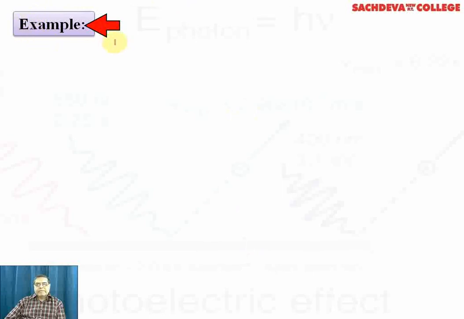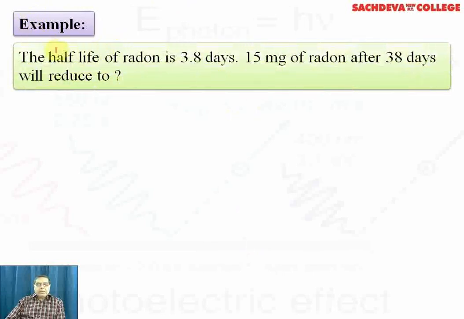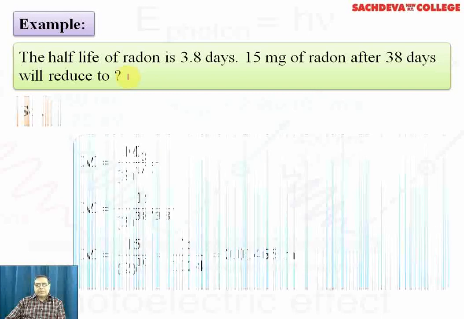Now in our next example, the half-life of radon is 3.8 days. 15 mg of radon after 38 days will reduce to how much? So again the amount is given, so we have to convert the radioactive equation in terms of amount, like n is equal to n naught e to the power minus lambda t. In terms of mass, it should be m is equal to m naught e to the power minus lambda t. And then this equation will be converted to different forms.